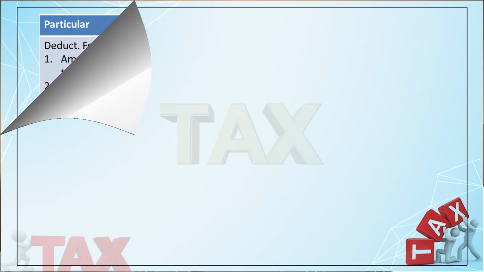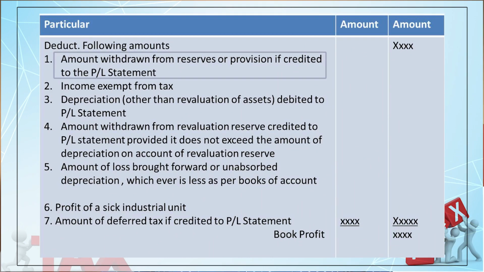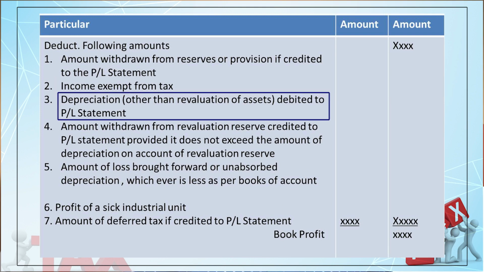and loss. Then you have to deduct certain items like amount withdrawn from reserve or provision if credited to the statement of profit and loss, income exempt from tax, depreciation other than revaluation of assets debited to the statement of profit and loss. That is the depreciation we have earlier added back which was debited to statement of profit and loss.